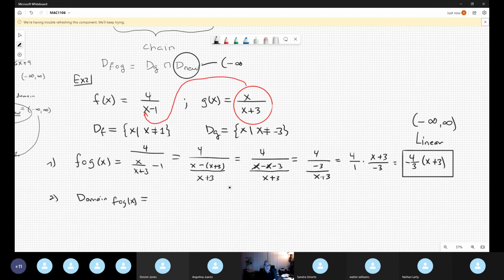Therefore, we have no restriction in the new expression, because the domain of the composition is equal to the domain of G. So the domain of G can determine what the restriction is. But I know who G is, it's this. Therefore, the conclusion is the domain is exactly the domain of G, and the domain of G is all real numbers.